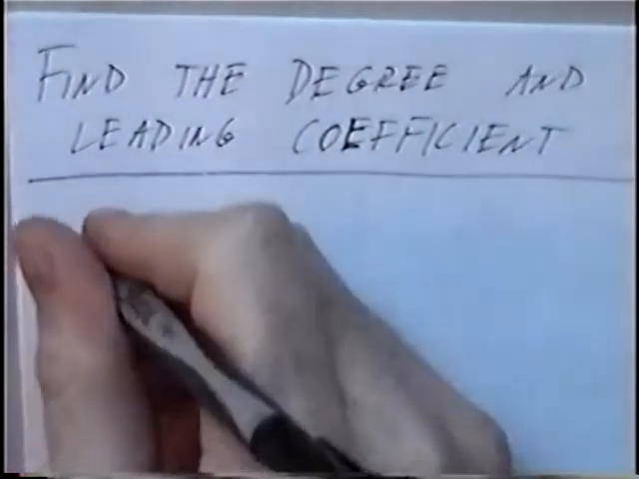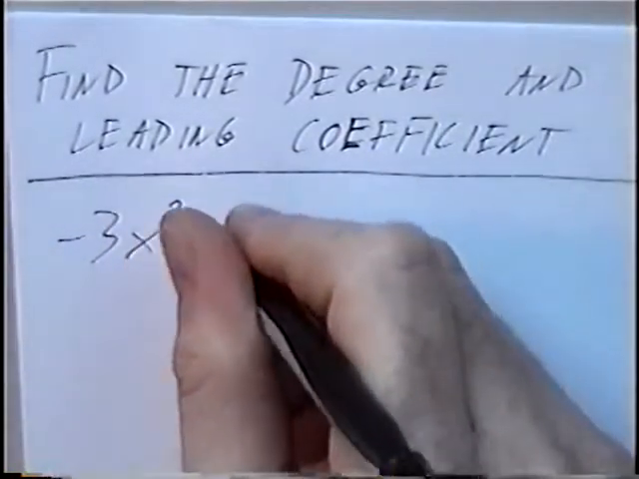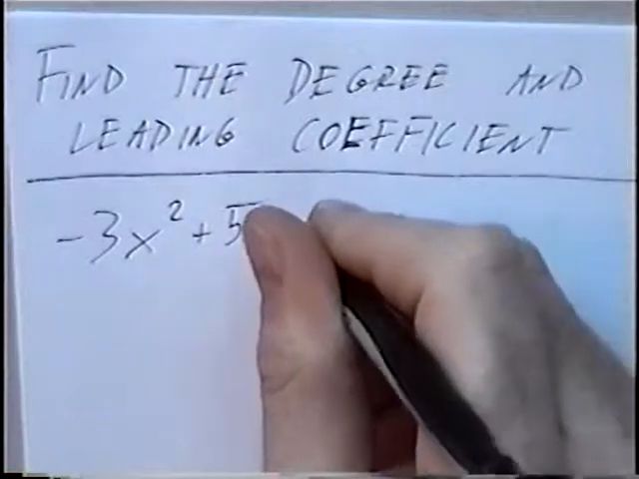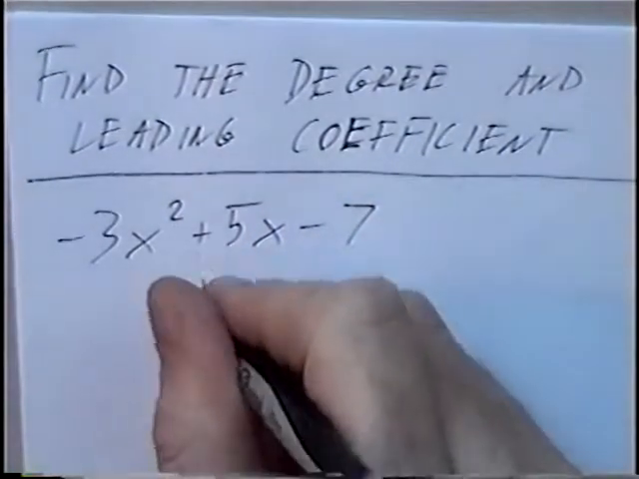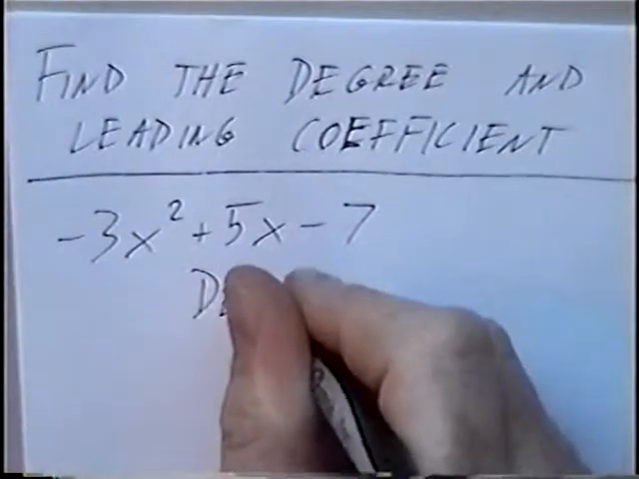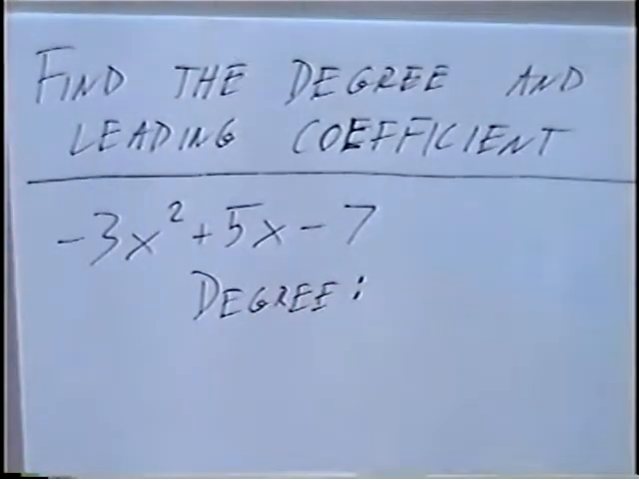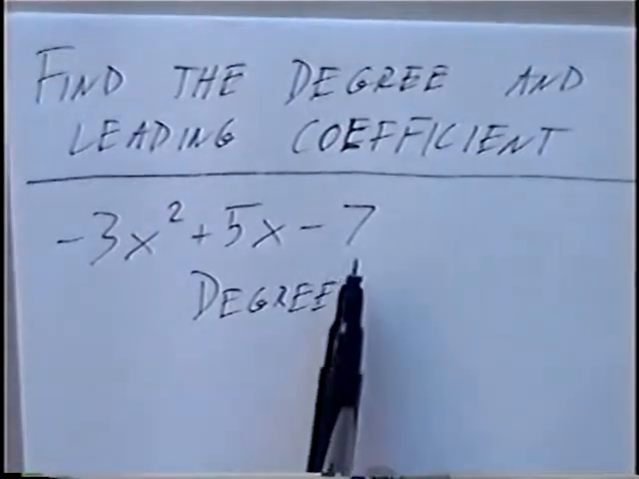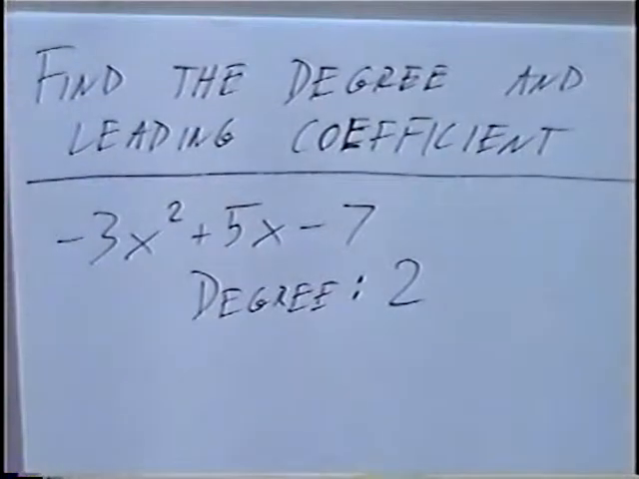First question, negative 3x squared plus 5x minus 7. Find the degree. When you have a single variable, the degree will be the highest exponent. Looking at the exponents, the highest exponent is 2, so the degree would be 2.